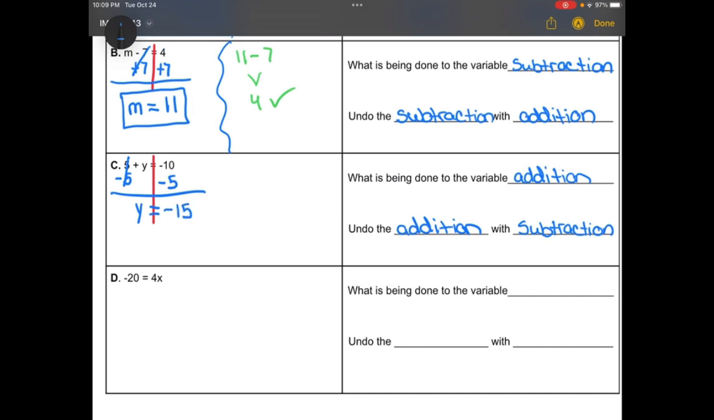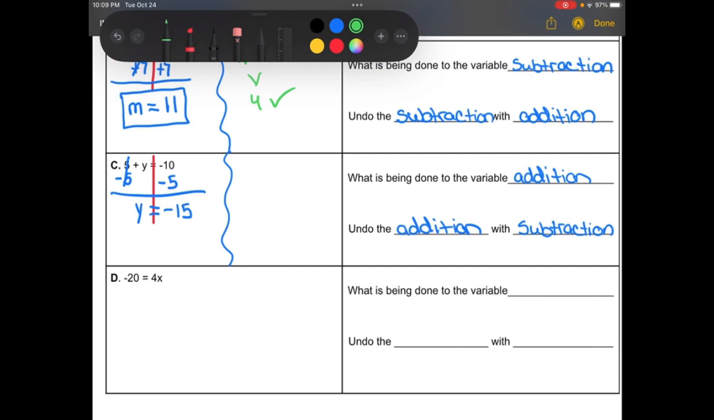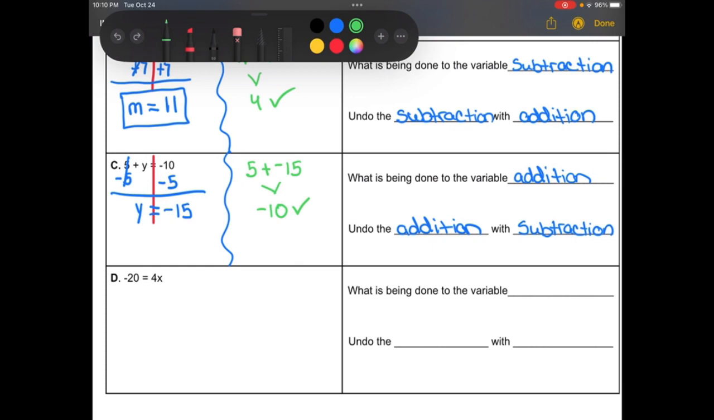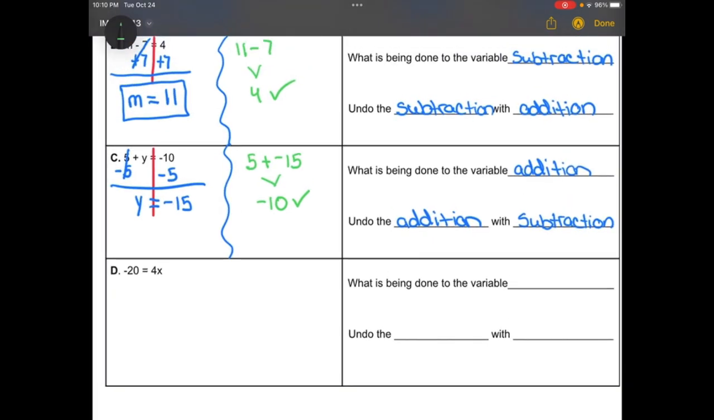Negative 15. And again, you can check this answer by plugging negative 15 back in for y. 5 plus negative 15. You should have gotten negative 10. That checks out. Negative 10 and negative 10. That's how I know that my answer is correct. Example D.